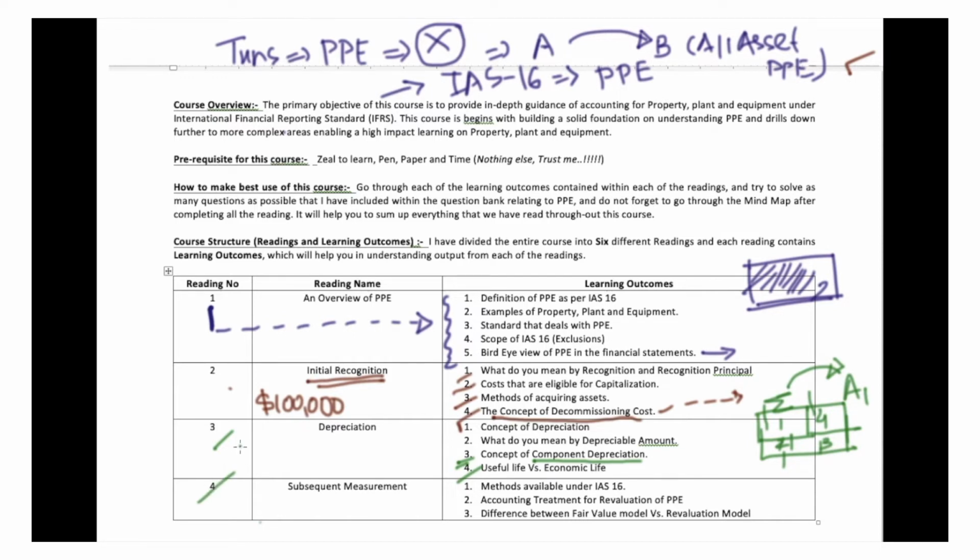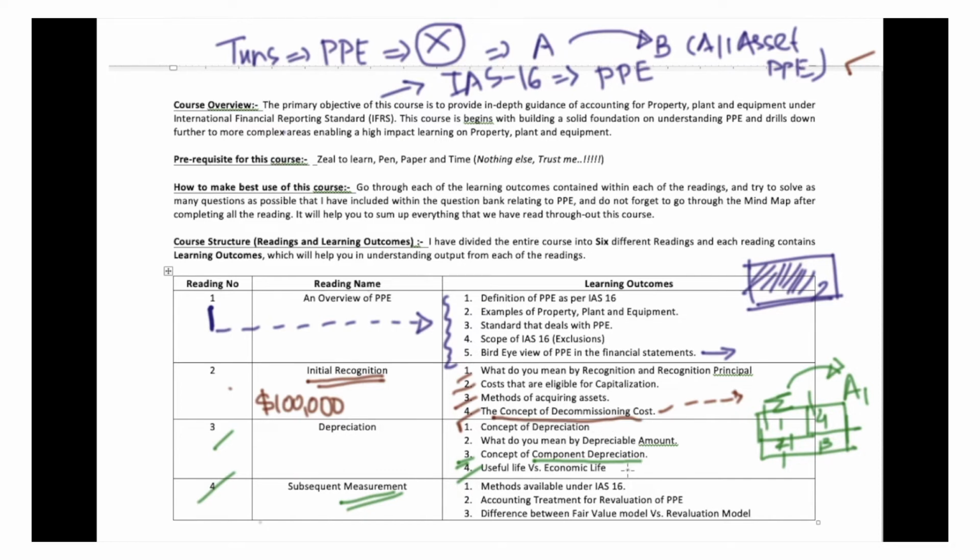Under fourth chapter, we will discuss the methods under IAS 16 in respect of subsequent measurement. What do we mean by subsequent measurement? Suppose I purchase a property, plant, and equipment today, and I recognize it in the books of accounts. Now what? A year passed, another year passed. What do we need to do with the recording? How do we need to measure the PP&E that we recorded today? The subsequent measurement portion will cover that.